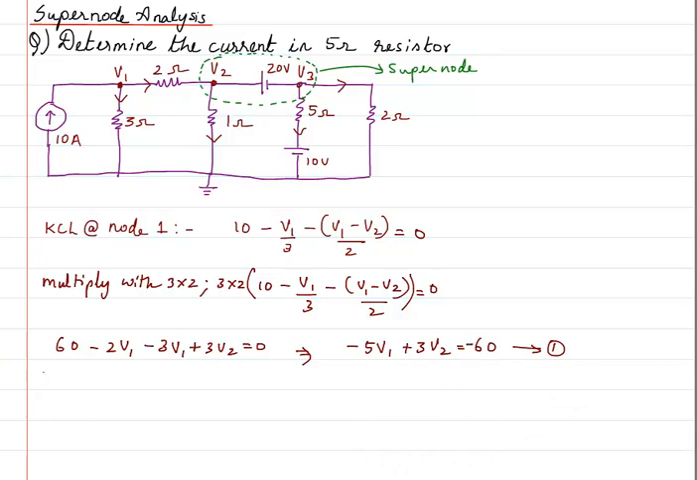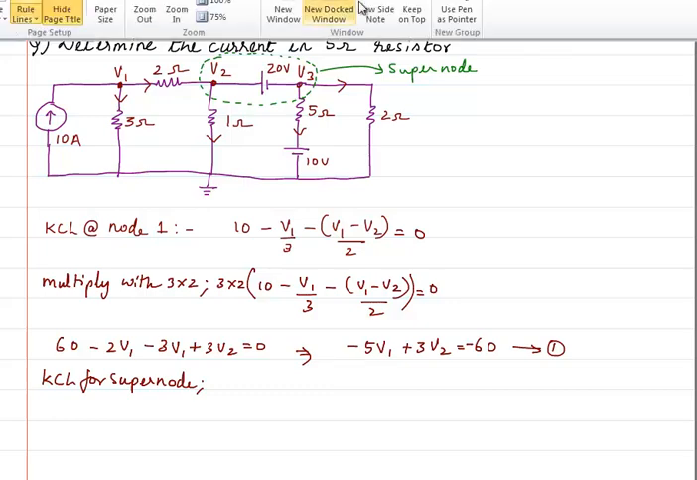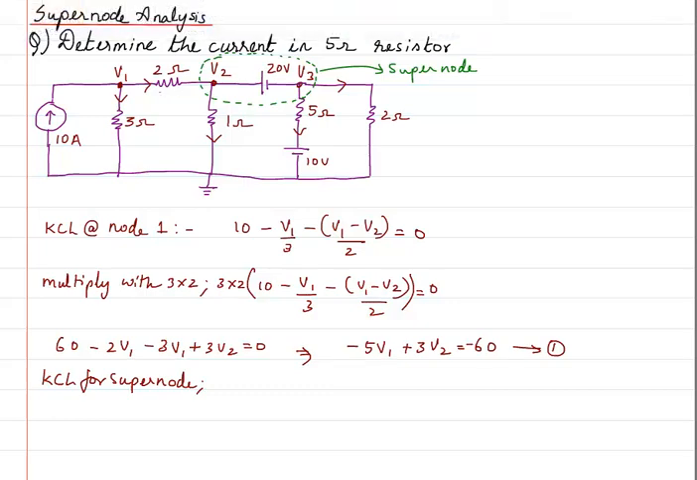Next, we will write KCL for the supernode. Now here, something that we have to look at is which all are the branches for the supernode. For example, this is one of the branches, this is the second branch, this is the third branch, this is the fourth branch. So around this there are 4 branches.